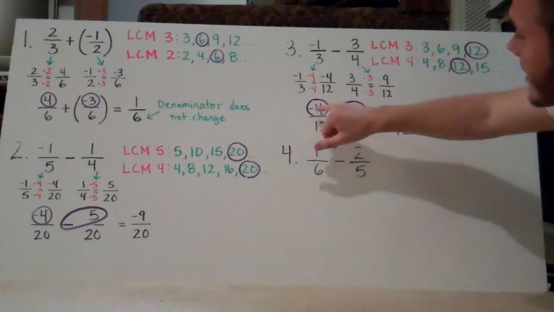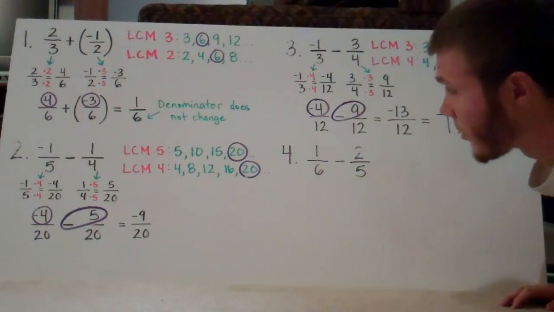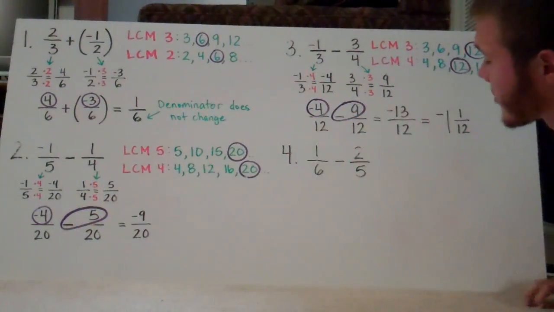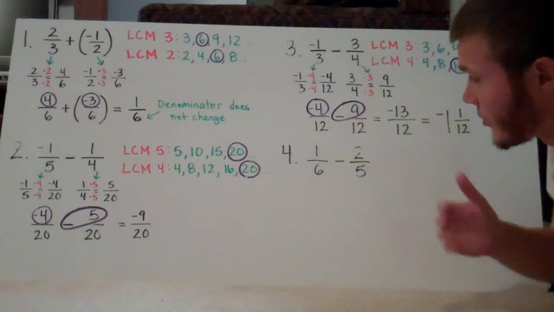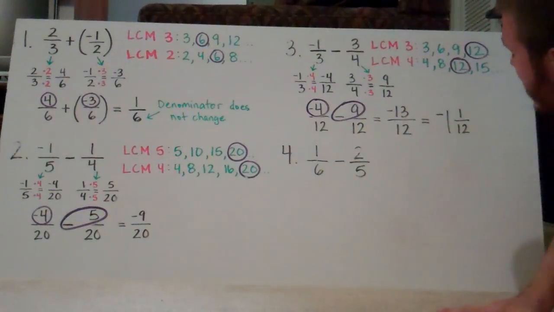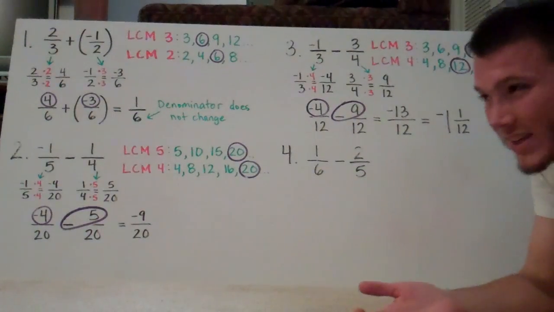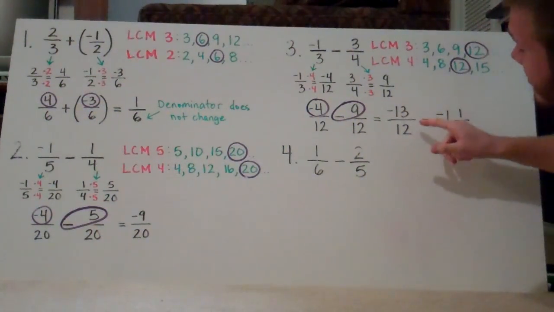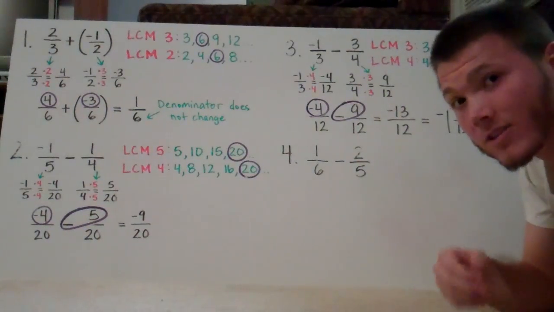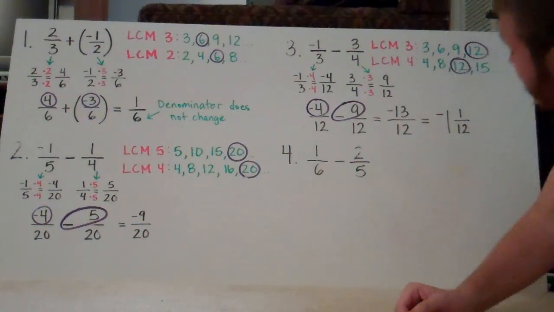So I've got negative 4, you owe $4, minus 9/12, you owe 9. You owe 4 and you owe 9, so total you owe 13/12. But I never want to leave an answer as an improper fraction. So if I can, I turn it into a mixed number.